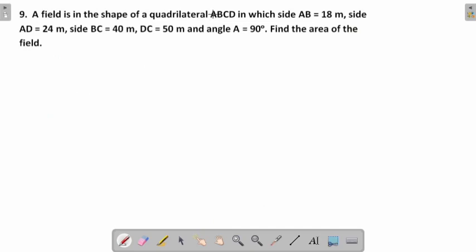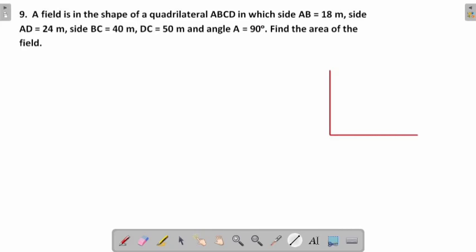Okay, so we have yet another question, a very important question, because here you have to draw a diagram. A field is in the shape of a quadrilateral ABCD. Quadrilateral means a closed four-sided figure, and the measurements are also given. Among the measurements, angle A is 90 degrees. So first and foremost, let's construct a 90-degree angle. This is a rough diagram, so no need to worry.